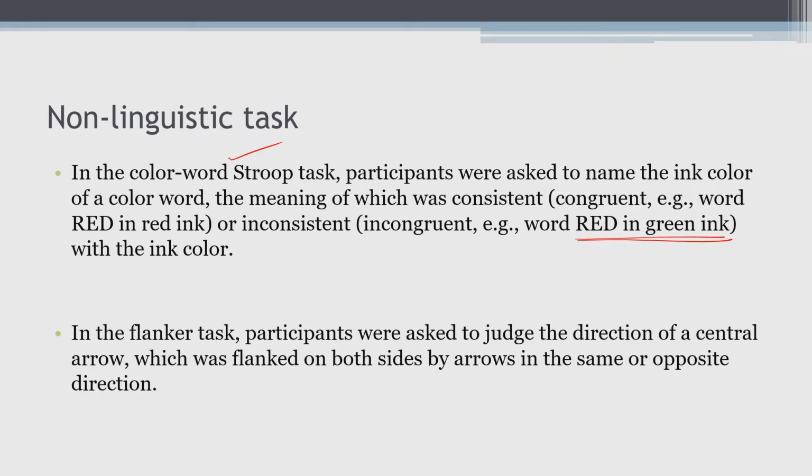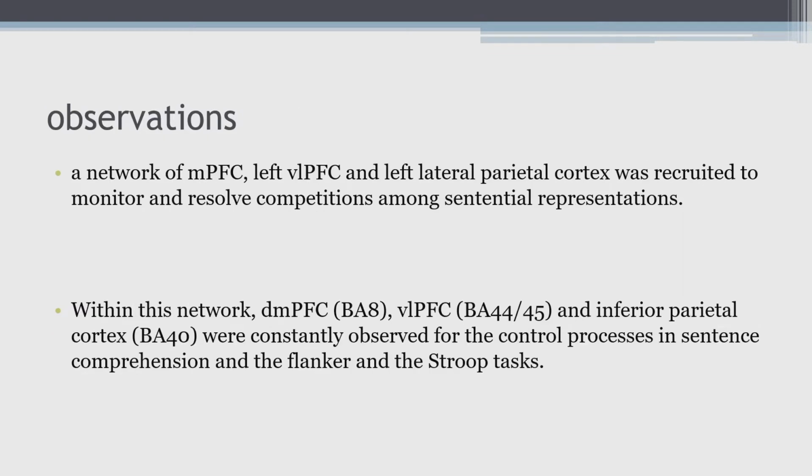Similarly, they also had a flanker task. Participants were asked to judge the direction of the central arrow, which was flanked on both sides by arrows either in the same or in the opposite direction, the very usual simple flanker task. So, they had these three behavioral tasks and simultaneously fMRI was also carried out. Now we have data from both the fMRI as well as the behavioral output.